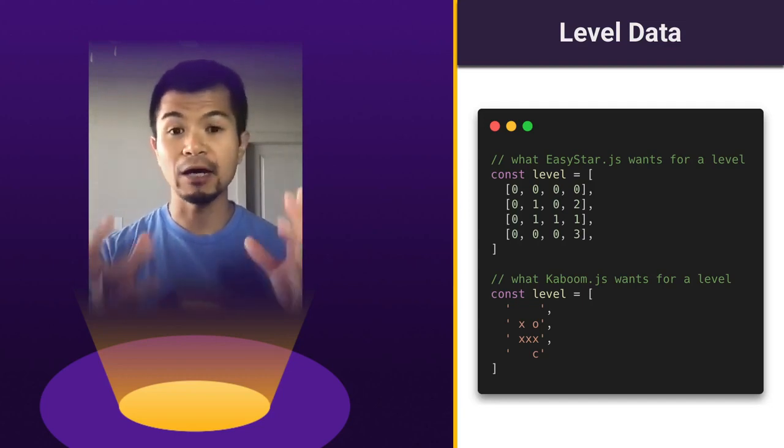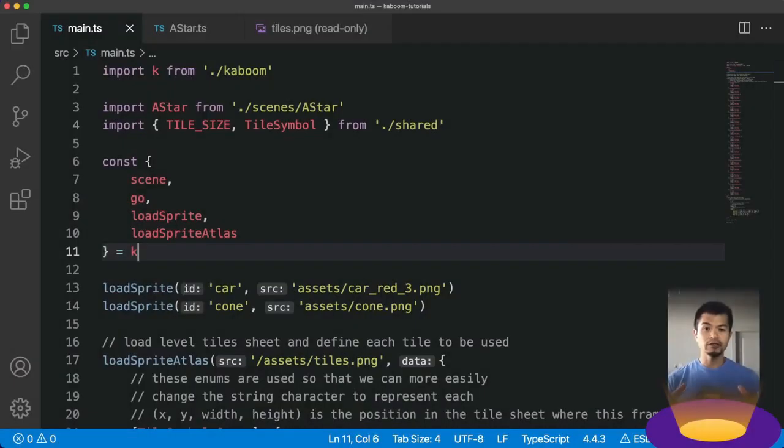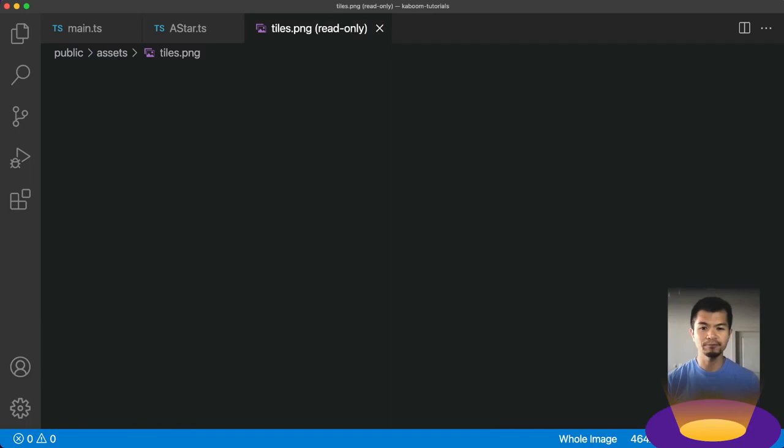So let's go check out how this code is going to look to implement A-star for a top-down game. Okay, so here's our main.ts file. The first thing we want to do is, of course, to load our tile sheet. This is the tile sheet we're working with right here.